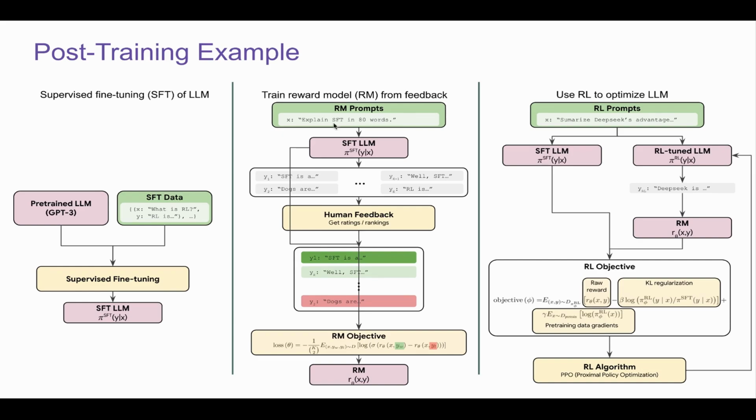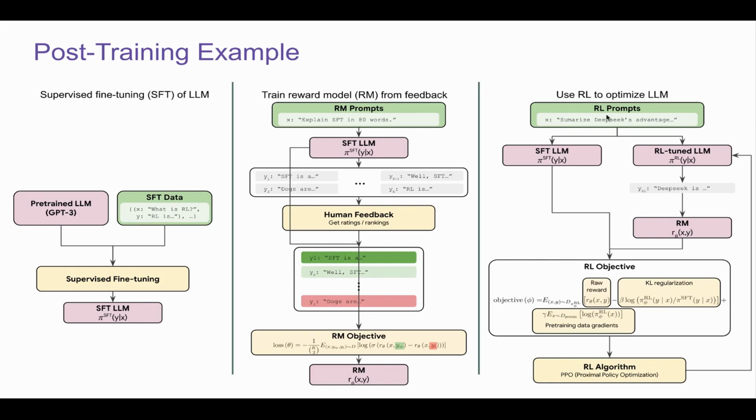The next step is to train the reward model from human feedback. As we mentioned, we want to sample some prompts, and in this case, the prompt is "explain SFT in 80 words". And then we use the SFT LLM, the previously trained version, to generate multiple outputs. And some are good, some are bad. So the human is going to help us get ratings and rankings. In this case, the first response, "SFT is A, blah blah", is the best response. And then the second one also talks about SFT. And then the worst response is about dogs. After we get the ratings and rankings, we use the reward model objective listed right here to train the reward model.